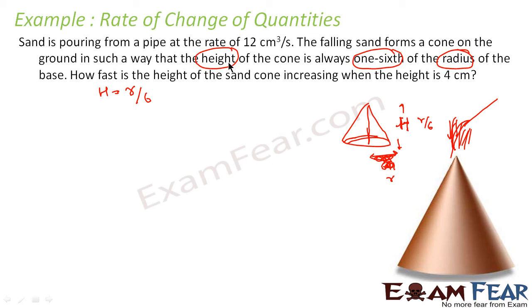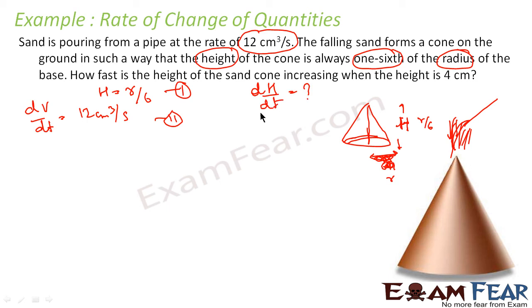What we are told is that sand is pouring at 12 centimeter cube per second. This centimeter cube is a volume, so I am given dV by dt, which is 12 centimeter cube per second. Why dt? Because we are talking about seconds. So I have been given dV by dt, and I have been given the equation h is equal to r by 6. Two equations I have. Now what do I have to find? How fast the height of the sand cone is increasing, that is dh by dt, because we are looking for change of height with respect to time.